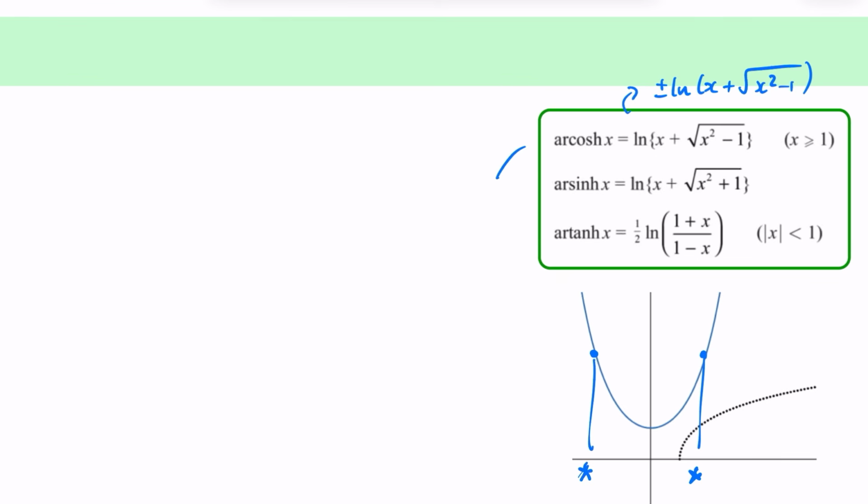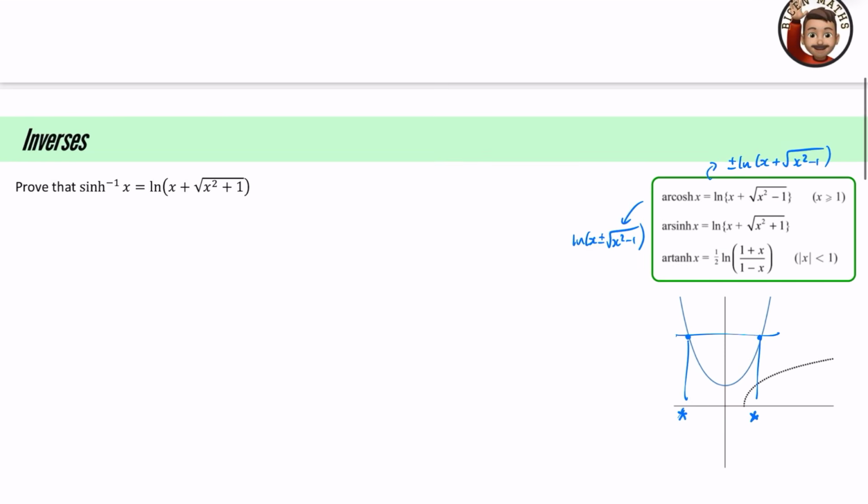Or the other way that you can write it is just ln of x plus or minus the square root of x squared minus 1. So the formula book kind of gives it to you in just one way. You can have the plus or minus outside the front, referring to the two solutions, or you can have the plus or minus inside, also referring to the two solutions that you have. And remarkably, this is an equivalent form to this one that we've got here.